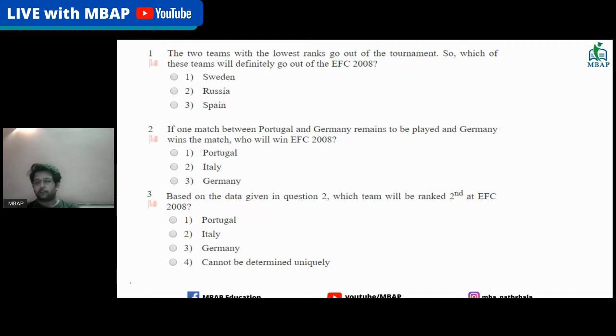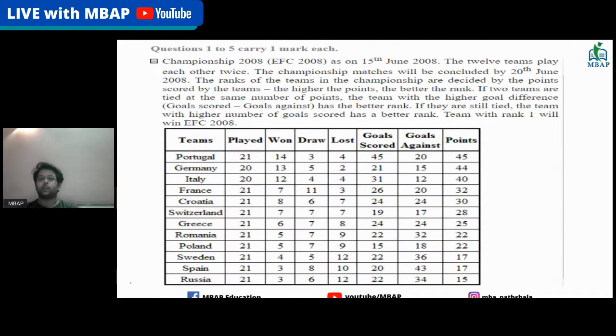The question is, which of these two teams will definitely go out of the EFC 2008? If all of you have taken the question, let me take you back to the table. I'll give you a minute to think and then tell me the answer. Who's going to help me out with the answer this time?